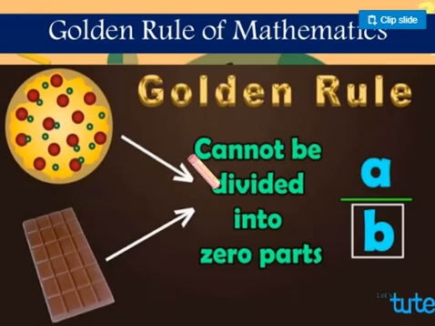Now it's a golden rule. Remember that this is a golden rule of mathematics: a whole cannot be divided into zero parts. Okay, understood?